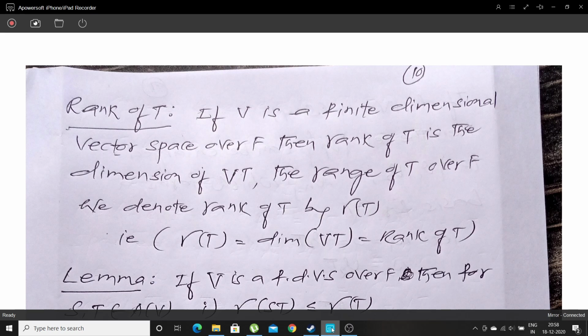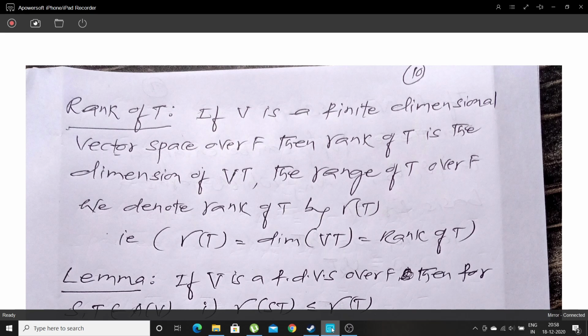Hello, my dear students. Let me start the new concept, that is rank of a linear transformation. This we had studied in UG, but here the presentation, the way of writing, is different. The meaning remains the same. If V is a finite dimensional vector space over a field F, then the rank of a linear transformation, that means the rank of T, is the dimension of the range of T.